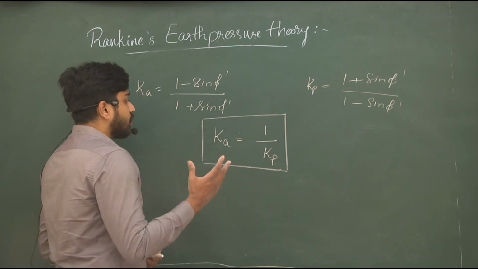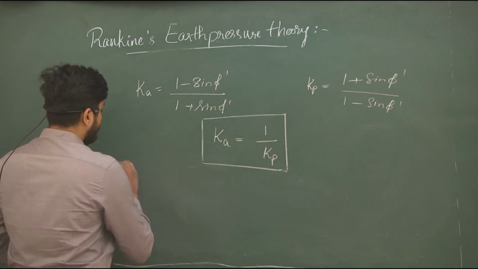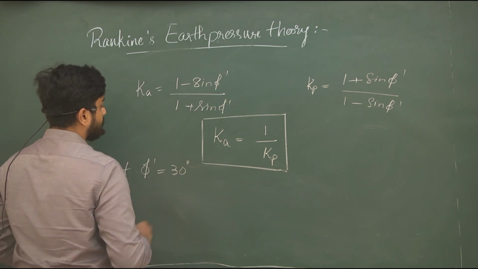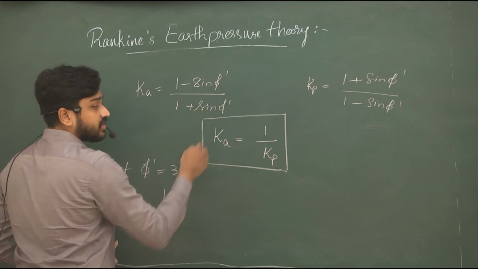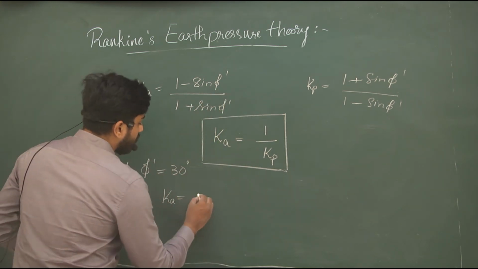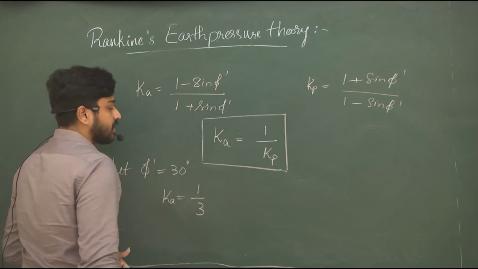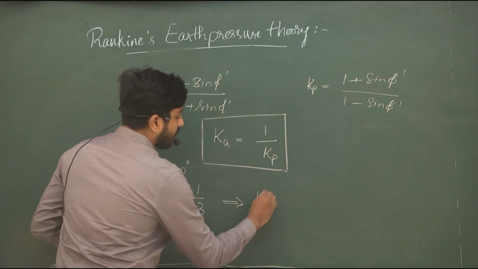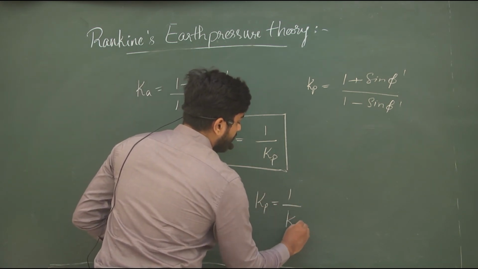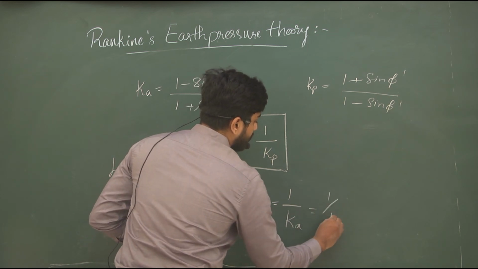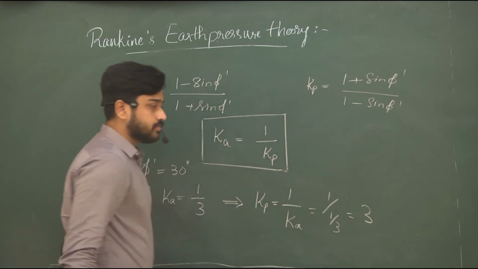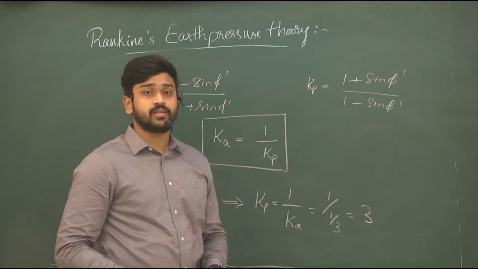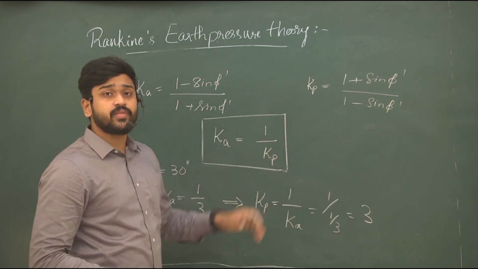Okay, so in our instance, let phi dash be equal to 30 degrees. In such a case, this Ka value will be 1 minus sin 30 by 1 plus sin 30. On further simplification it will be 1 by 3. Since we know K is inversely proportional, I can write Kp is equal to 1 by Ka, and I can obtain this as 3. So if you simply substitute 30 degrees here also, you will get the Kp value as 3. Okay, so that is the relation between Ka and Kp.